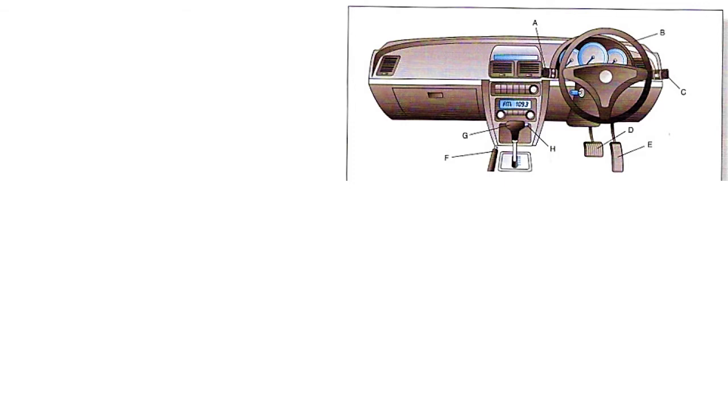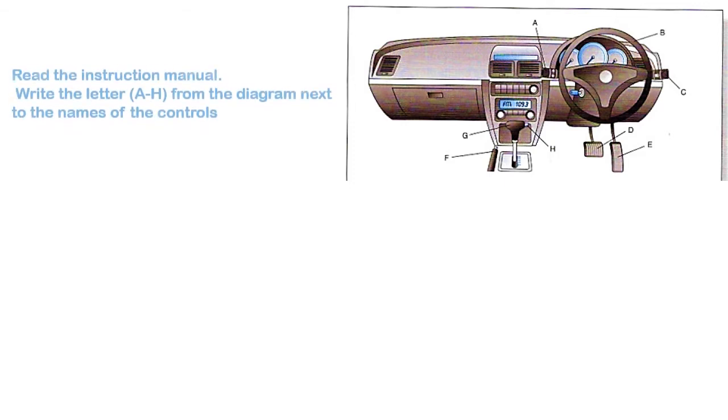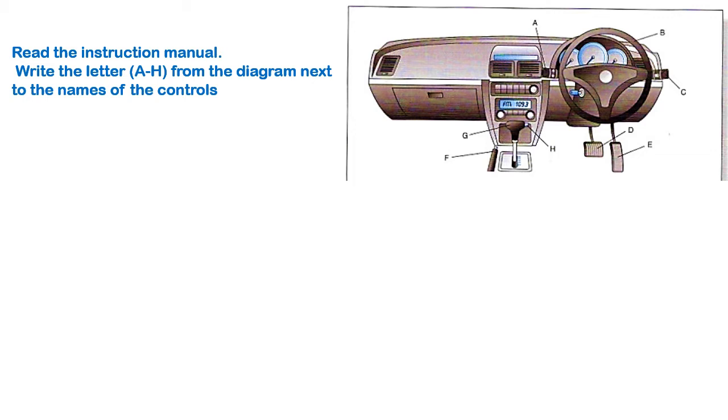So of course you know what's this, right? This is a car. Okay. Let's now try to see closely the car. So we have letters from A to H. Okay? So this is A, B, C, D, E, F, G, and H. Okay? We are going to read the instruction manual of the car. And we are going to write the letters in front of each control, in front of the names of the controls. Alright?